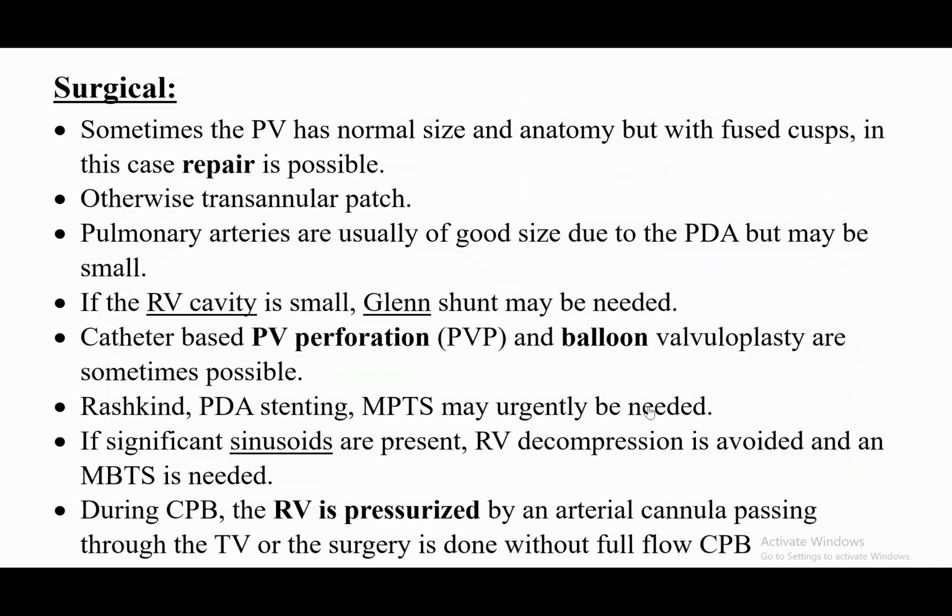Surgically, sometimes the pulmonary valve has normal size and anatomy, but with fused cusps. So if the patient is lucky, the repair is possible. Otherwise, a transannular patch may be needed. Pulmonary arteries are usually of good size due to the PDA, but may be small. If the RV cavity is small, a Glenn shunt may be needed, or a 1.5 repair is done.